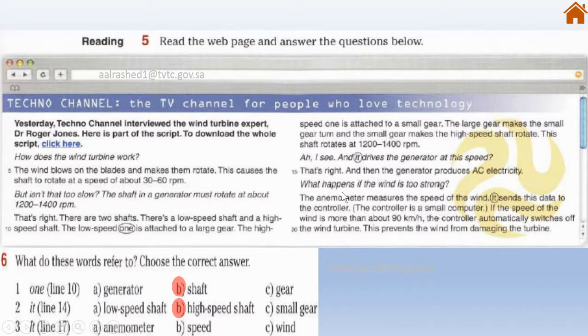Okay, for three, the anemometer measures the speed of the wind. It sends this data. So which one is sending this data? Before attempting to answer, we need to go back to the sentence before. We need to identify the subject. This is the subject. Okay, this is the verb. So instead of saying anemometer again, we replace it with it. So the answer is anemometer.